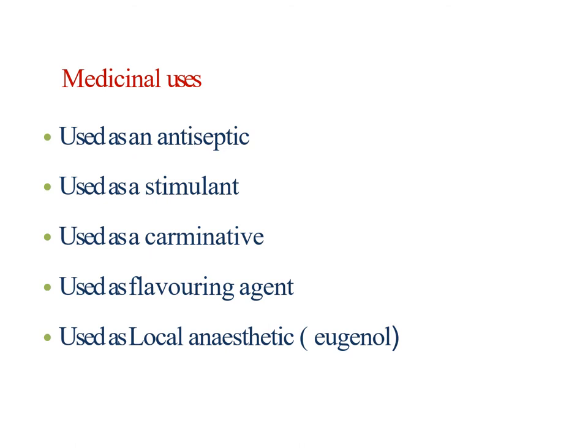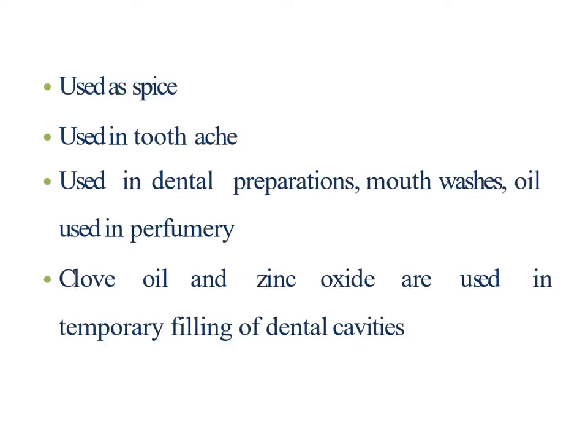Medicinal use: used as an antiseptic, stimulant, carminative, flavoring agent, and local anesthetic. This use is because of the presence of eugenol. Also used as spice, in toothache, in dental preparations, mouthwashes, and oil used in perfumery.